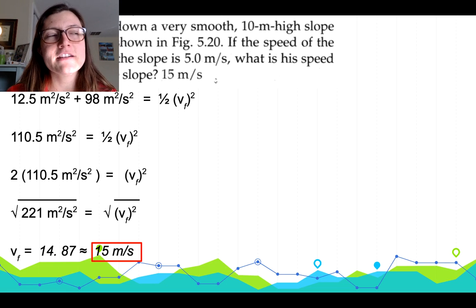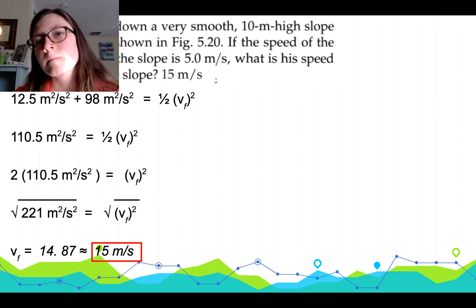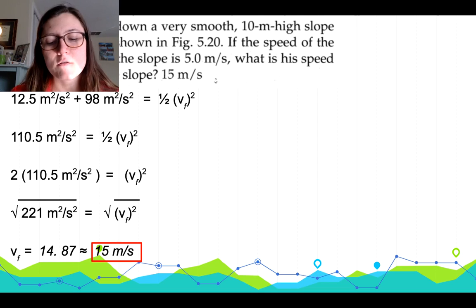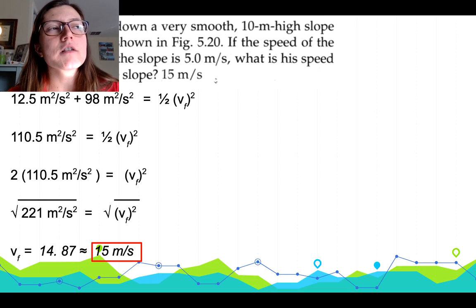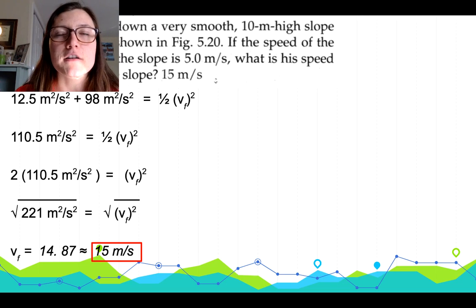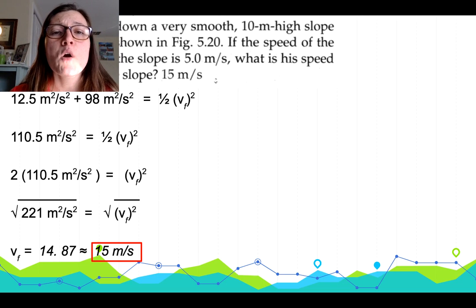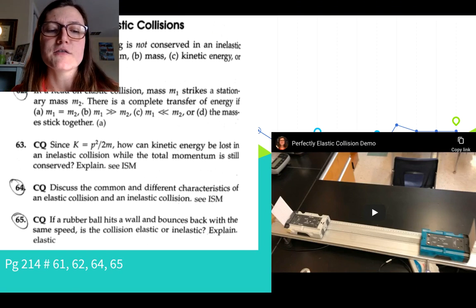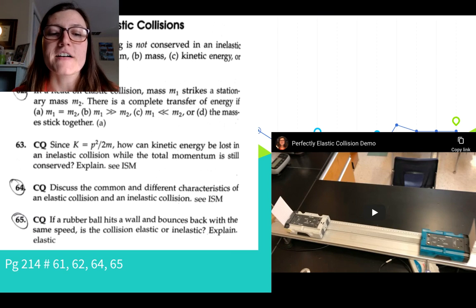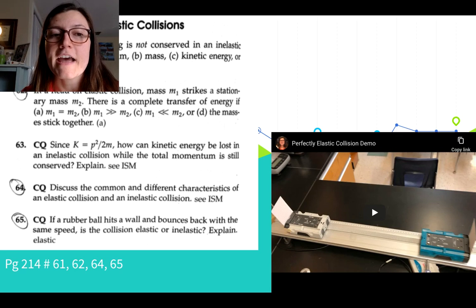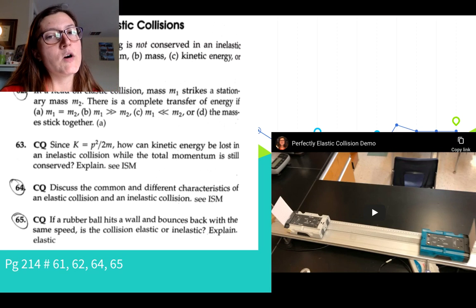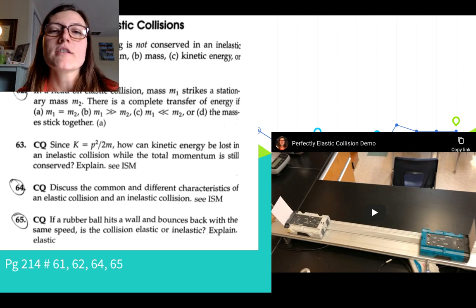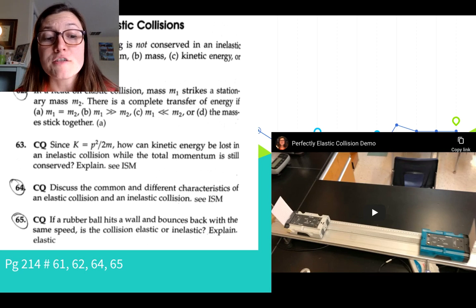So that was number 73 on your homework. Okay, so let's continue. Our third and final set of homework, we had textbook problems 61, 62, 64, 65, and 70. So we're going to start out with number 61. Again, the questions are there on the screen for you, but you can follow along on page 214 if you would like to.